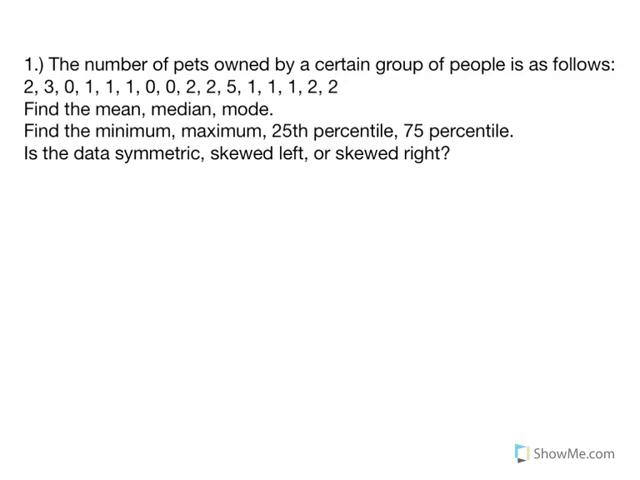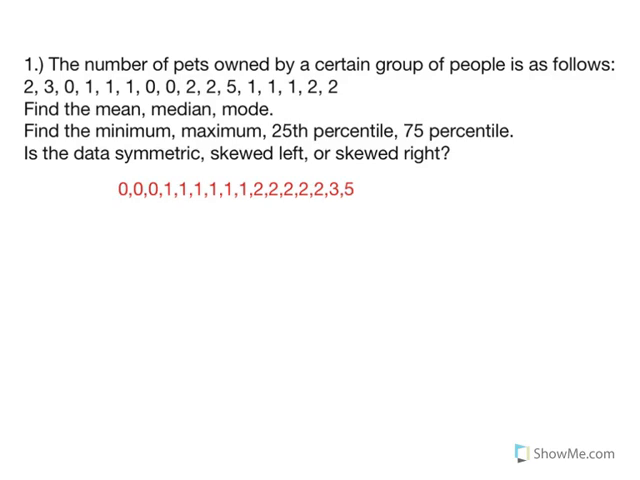So first of all, the number of pets owned by a certain group of people is as followed. We want to find the mean, median, mode, minimum, maximum, 25th percentile, and the 75th percentile. Then I want to look at and say, is the data symmetric, skewed left, or skewed right? So the first thing I'm going to do is order my numbers least to greatest. All right, so there's my 16 numbers in order least to greatest.